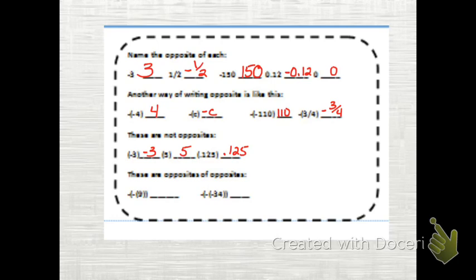And how about these? These are opposites of opposites. So let's look at the first one. I can't read mine. Mine's so blurry. What does the first number say? Negative. It's the opposite of the opposite of 9. So let's start from the inside. What's the opposite of positive 9? Negative 9, right? So what's the opposite of negative 9? 9. Positive 9. So the opposite of the opposite is 9.